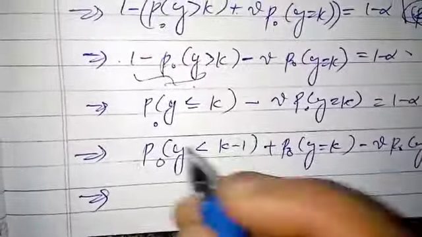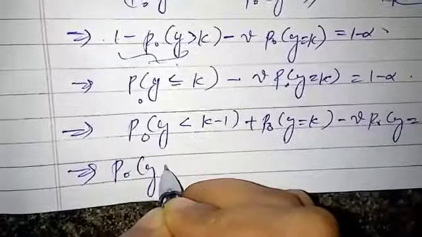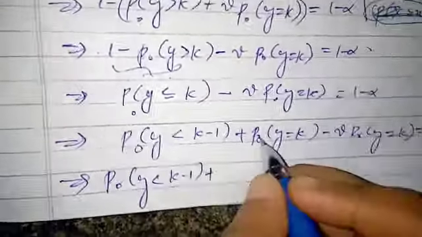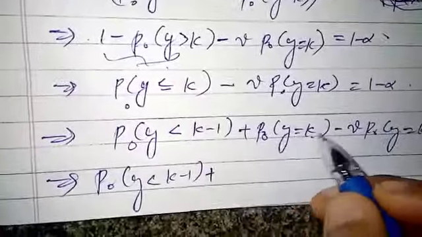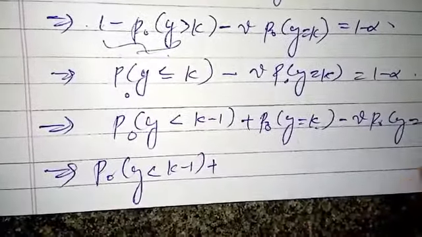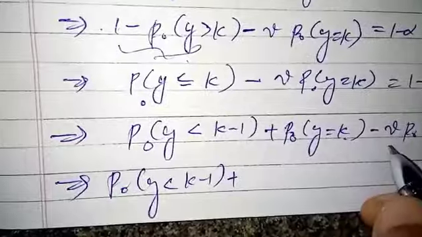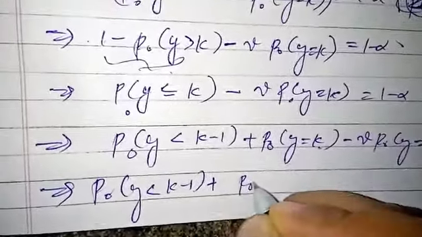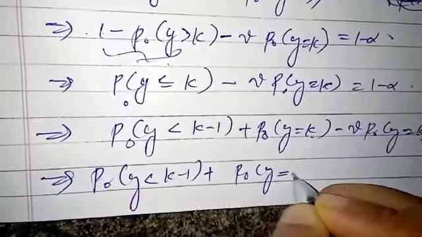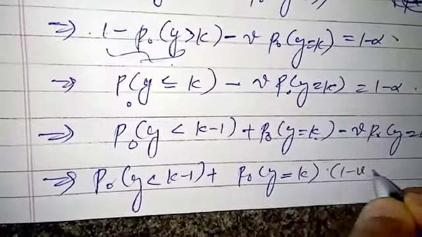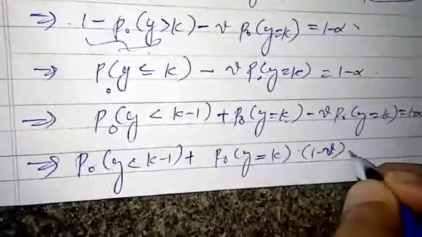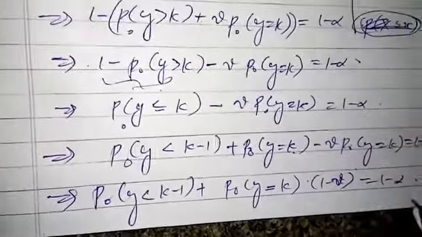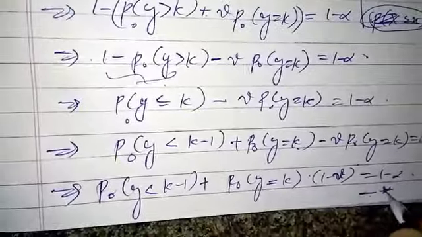So we can write these terms as probability of y less than k minus 1 plus probability of y equal to k, also here minus gamma probability of y equal to k, right? Then we can take the common term, that is probability of y equal to k into 1 minus gamma, equal to 1 minus alpha. Equation star.